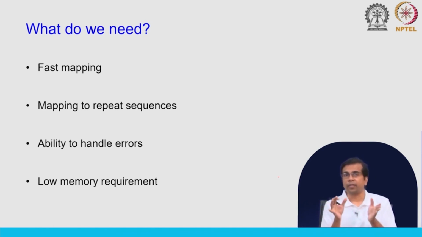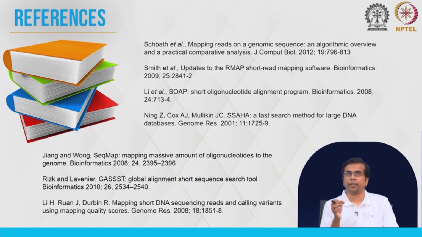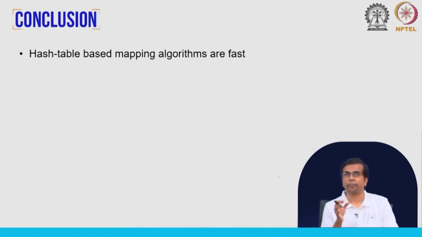After this discussion, what do we actually need? We need really fast mapping, which this tool does. Mapping to repeat sequences, it should be able to handle these multiple matches very well, which is where there is some problem with this method. Ability to handle errors: this method does that very well. Low memory requirement: this is where this method would fail, because it requires a lot of memory or storage.